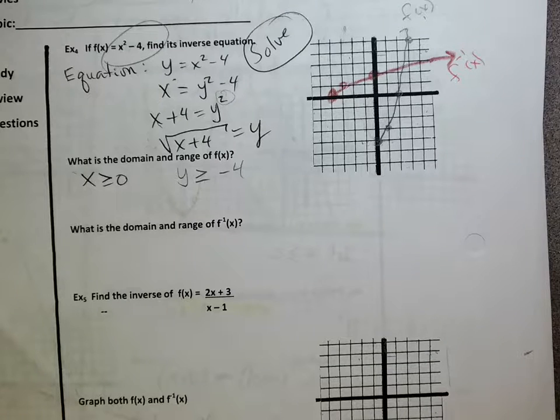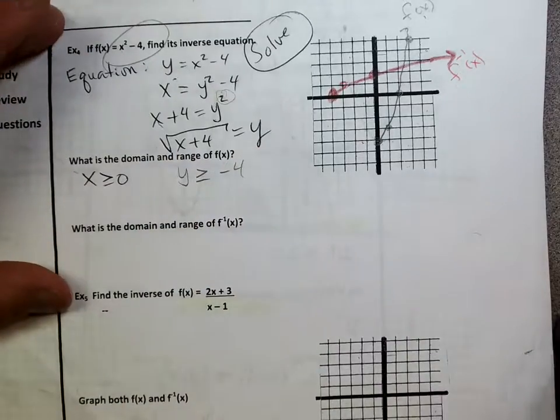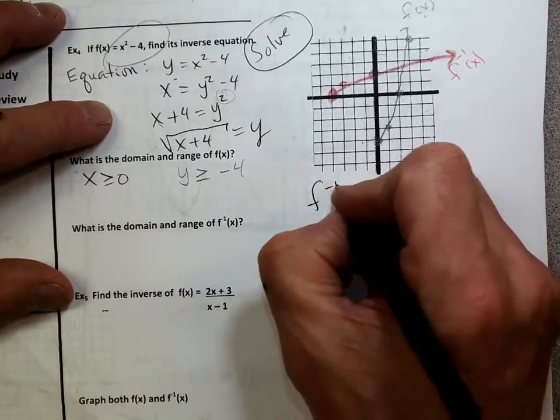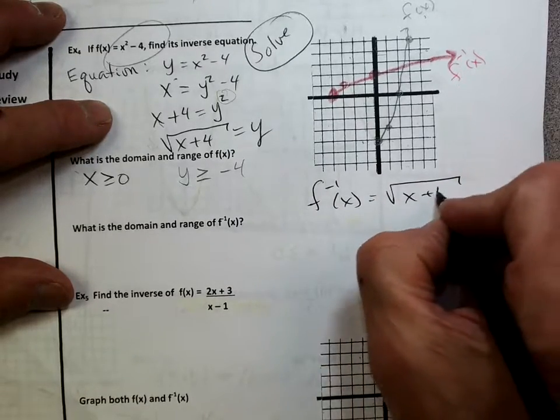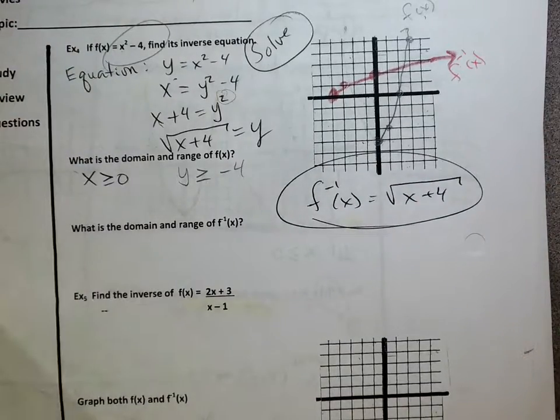Now, we can take a look at that on the calculator if we wanted to, and you'll see it, all right? So here's my inverse equation. So let's write it. I'm going to have f inverse of x is equal to the square root of x plus 4. Okay, that's my inverse equation.